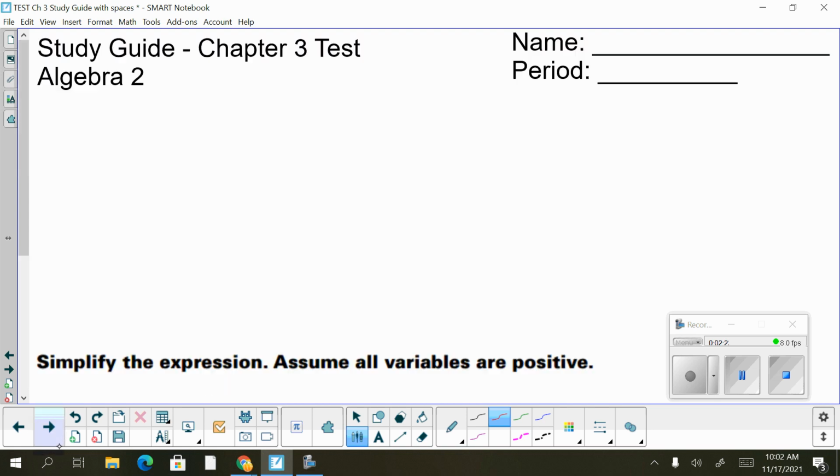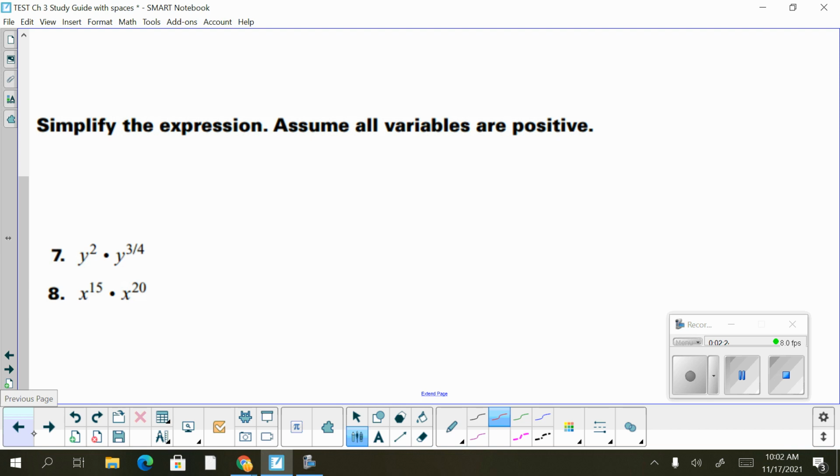Number 7 is pretty easy. You just need to add your exponents. So we need to take the 2 and add it to the 3/4. To do adding, though, you need common denominators. To turn 2 into a common denominator, I can multiply the bottom by 4.